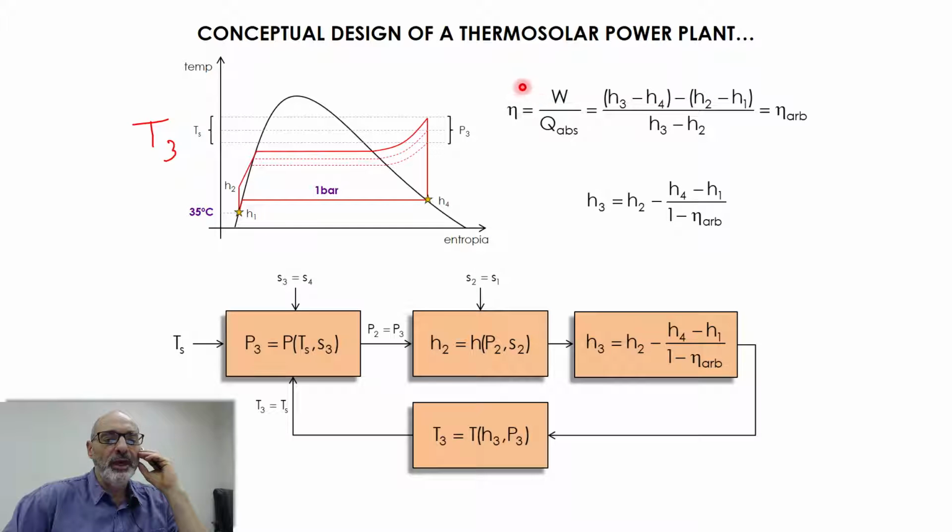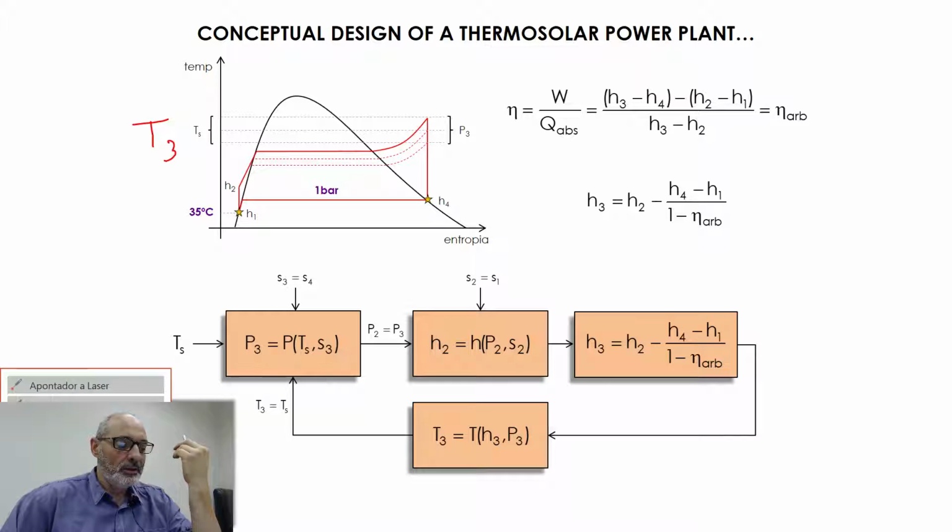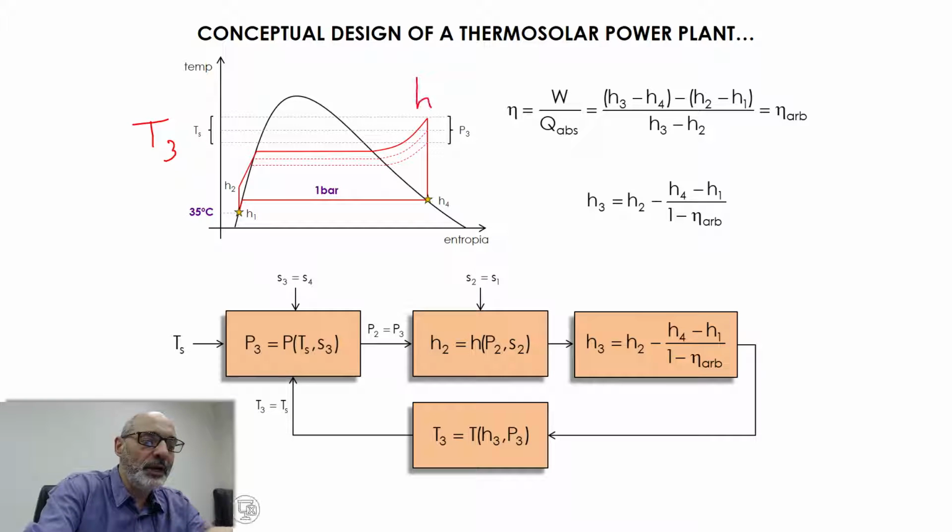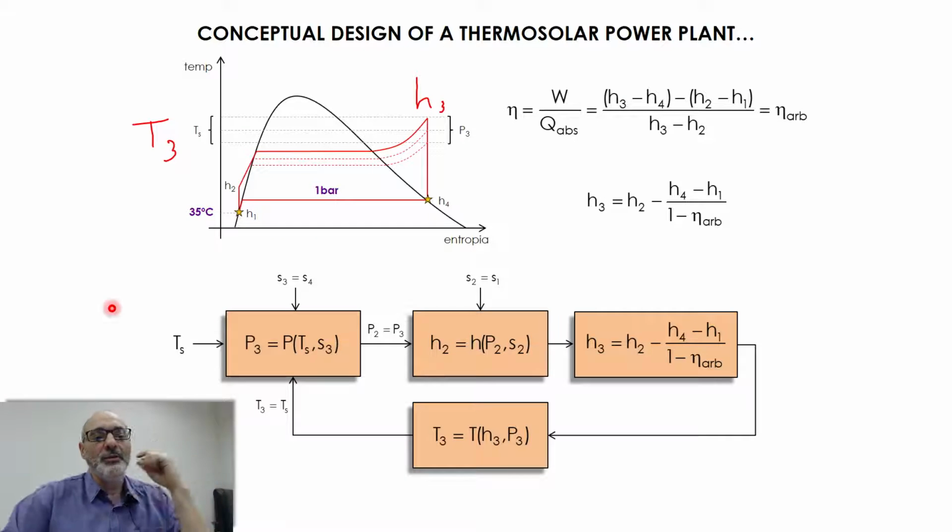So in the numerator here, we have the net power, the surplus power. The denominator here is the amount of heat absorbed, which is H3 minus H2. I forgot to write here, at this point we have H3. So I have to solve this equation in order to calculate the pressure and the temperature here. Let's see how this can be done.